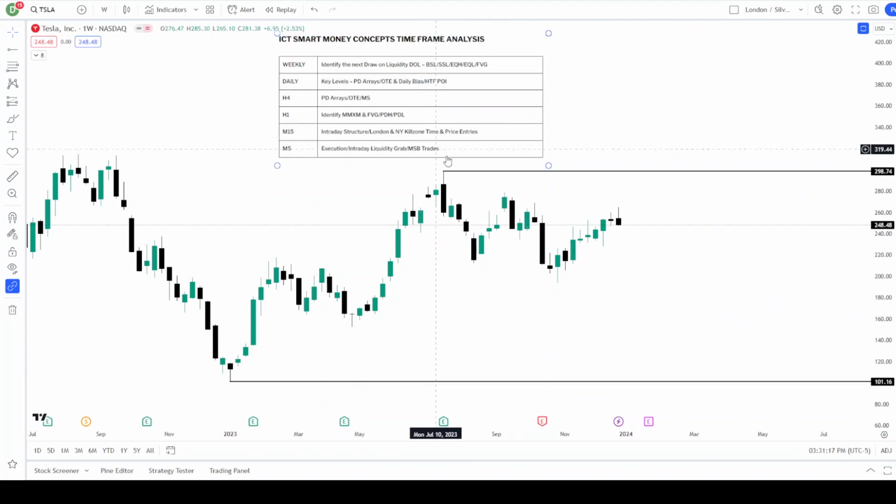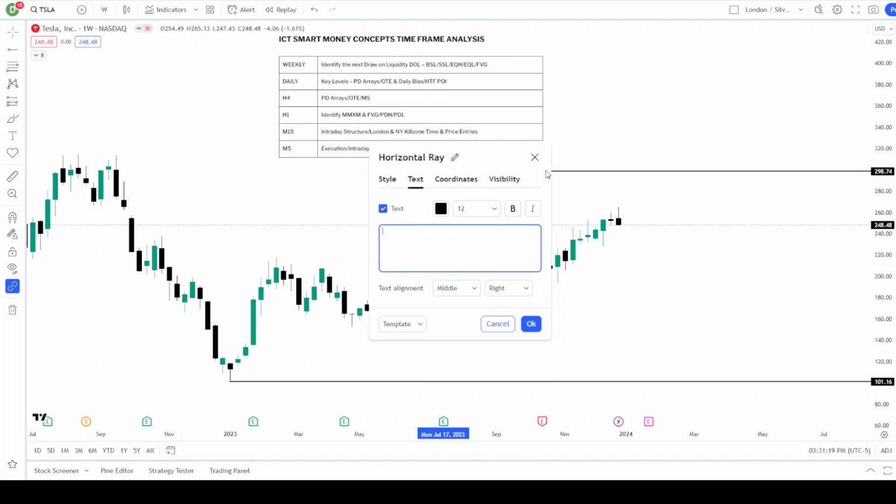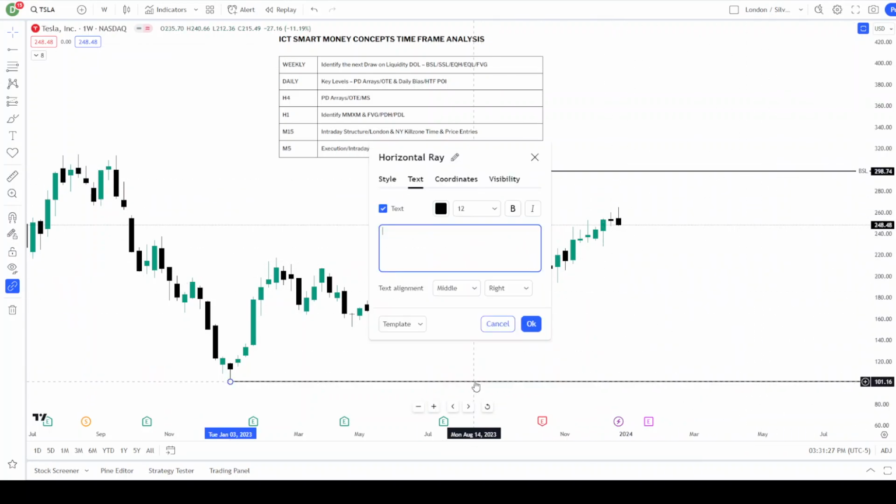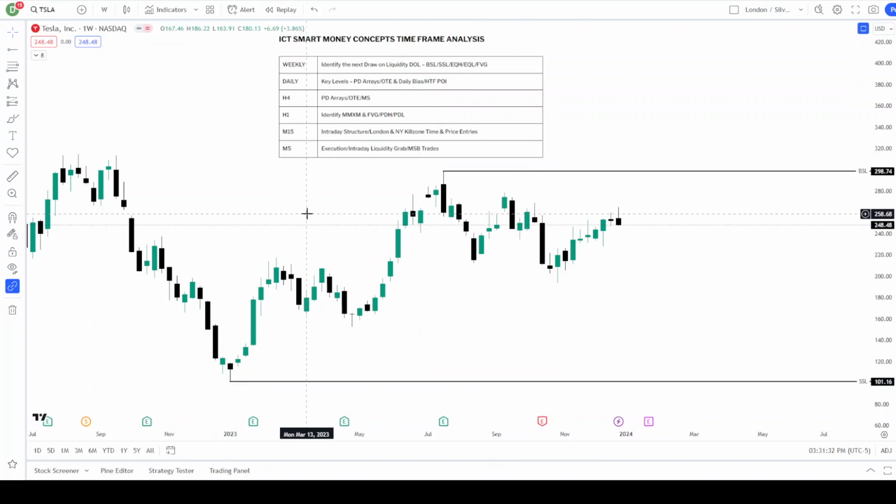So the next thing, we're going to label this one buy side liquidity. So if you don't know how to do that, you just double click on the line and it pops it up there for us. Here we got sell side liquidity. Next things we're going to look at is we're going to look at equal highs and we're going to look at equal lows, and then we're going to look at fair value gaps.